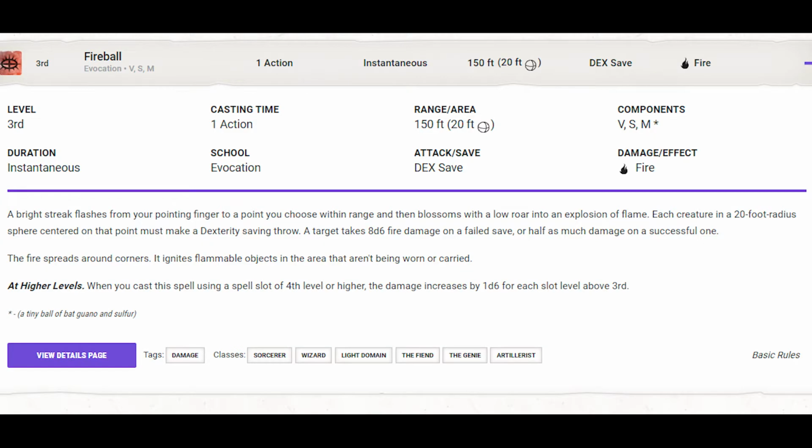Now, I did see a debate on Fireball, and because you don't need to be able to see your target, would you be able to shoot it through a wall and have it blow up on the other side of a wall?